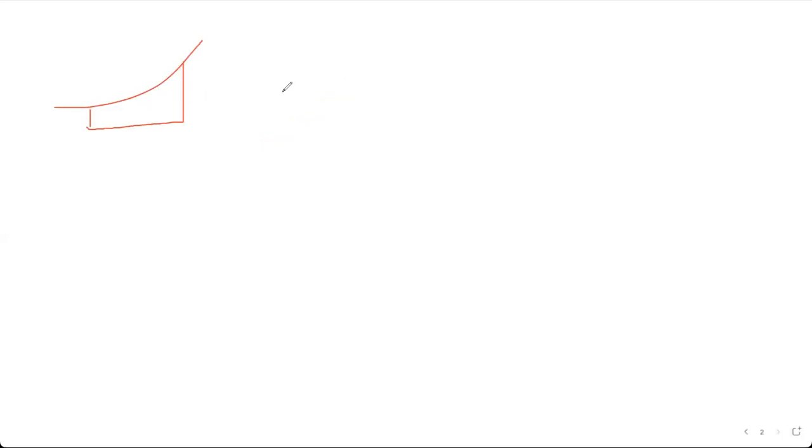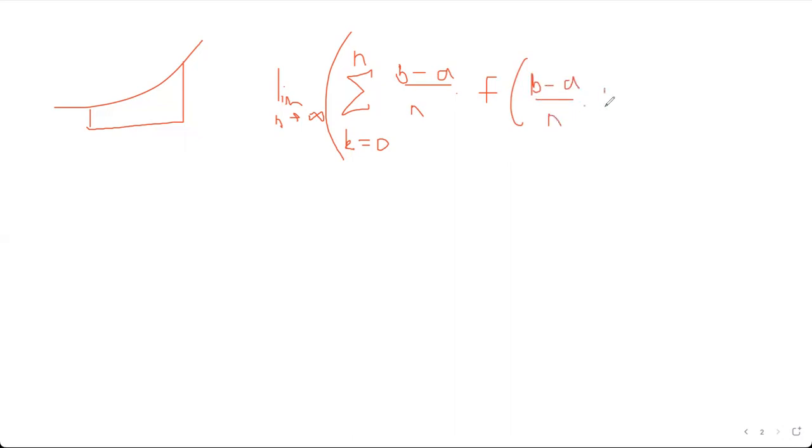But if you want the exact area, you want to take the limit as n approaches infinity of whatever sum you're using. So if you're using the sum from k equals 0 to n, you want to put the limit outside that and then do it as normal, like (b minus a) over n times f of ((b minus a) over n times k plus a). So this is actually the full formula for exact area.